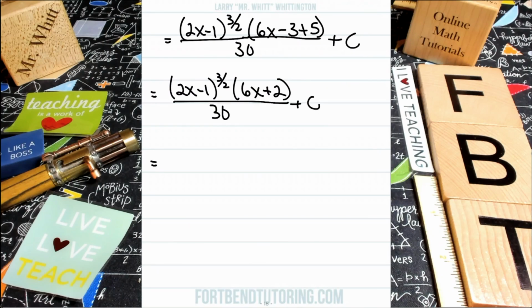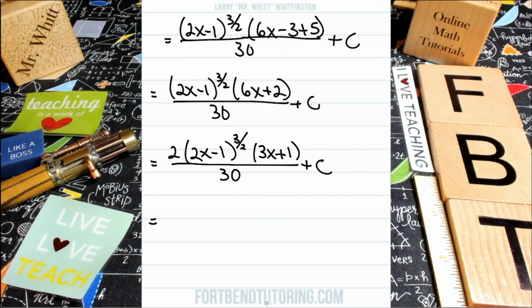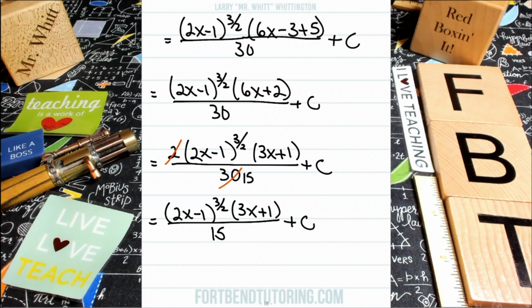Let's factor out 2 in the second set of parentheses. You'll have 2 times the quantity of 2x minus 1 raised to the 3/2 times 3x plus 1 divided by 30 plus c. Now you can simplify this, showing that 2 goes into 30. That'll be 15 now, right? So you'll have the quantity of 2x minus 1 raised to the 3/2 times 3x plus 1 all over 15 plus c. And this is your final answer simplified.